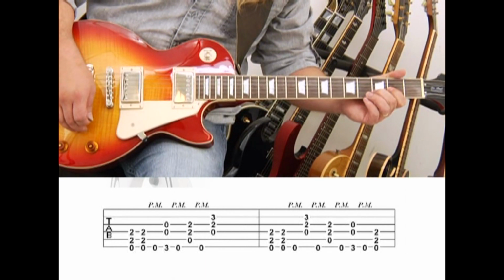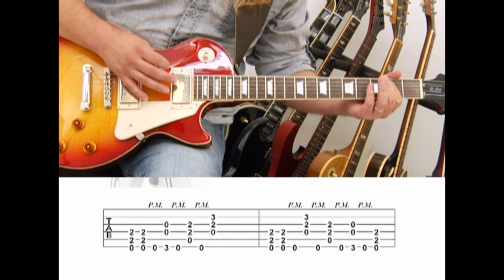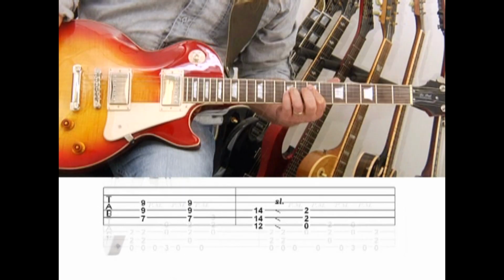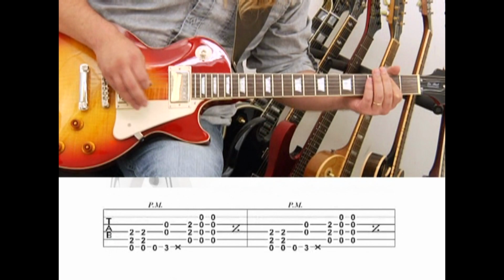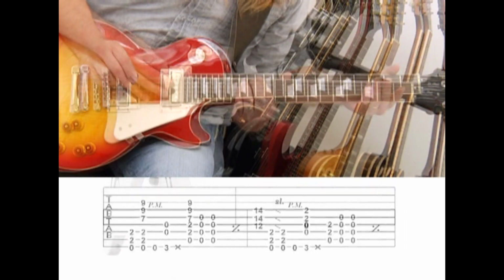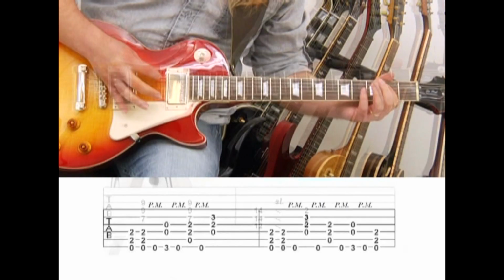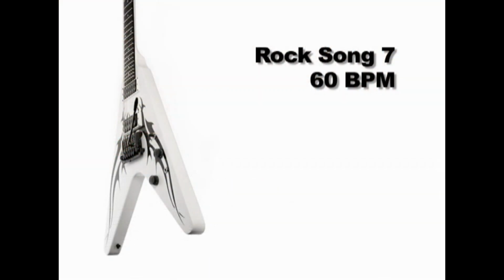Now let's put all the parts together. We'll start playing the main riff twice, one verse, one chorus. To end, we'll play the verse once and the main riff twice.